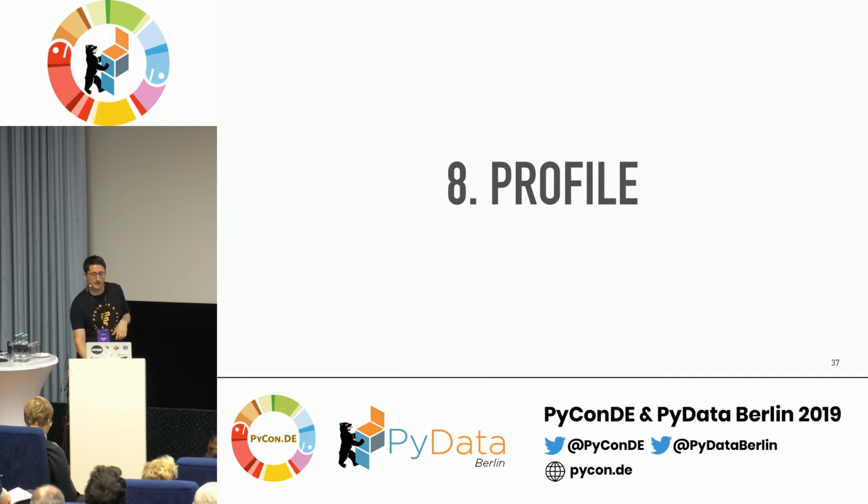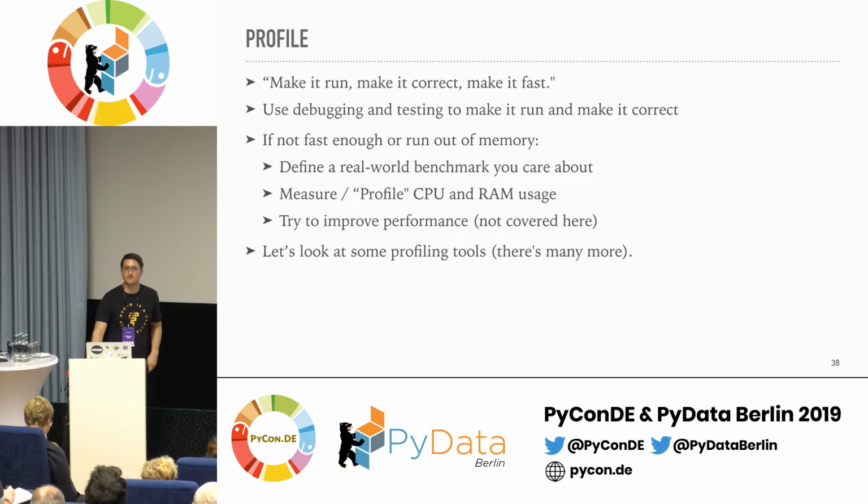Okay, the number 8 is profiling. So there's this common saying, make it run, make it correct, make it fast. You can use debugging and testing to make it run and make it correct. If it's not fast enough, or if you run out of memory, then what you should do is define a real-world benchmark that you care about, measure or profile the CPU and RAM usage, and then try to improve the performance using other libraries or restructuring your code to do less computations and so on. So this is not covered here. But let's look at some profiling tools.